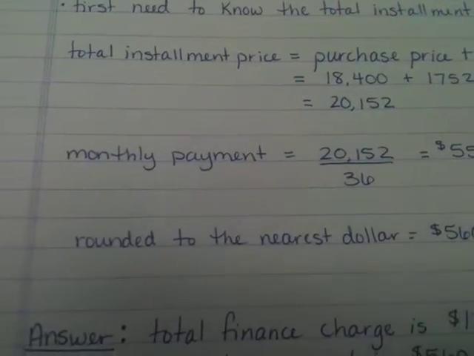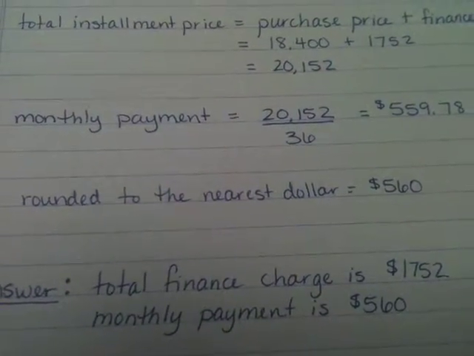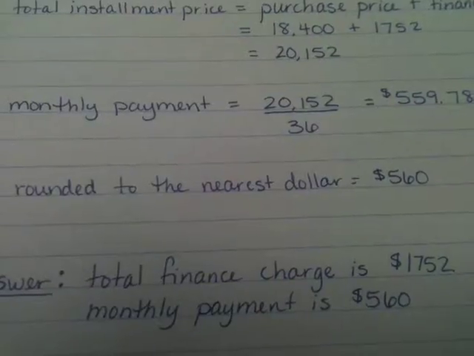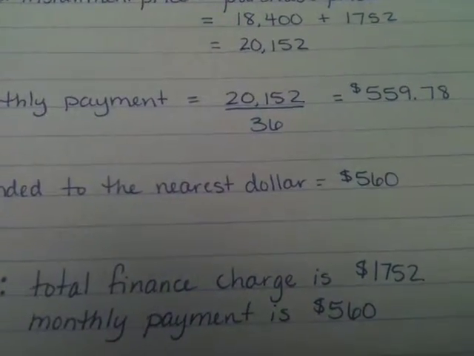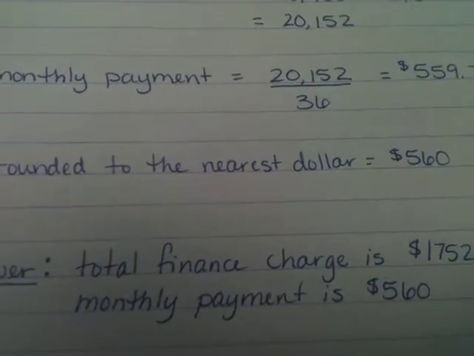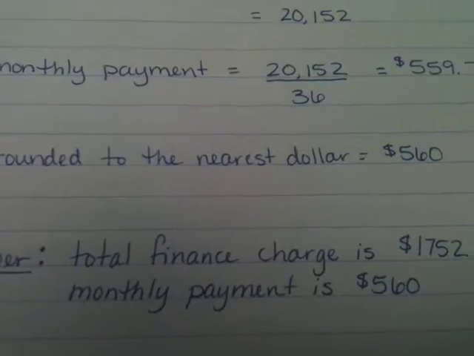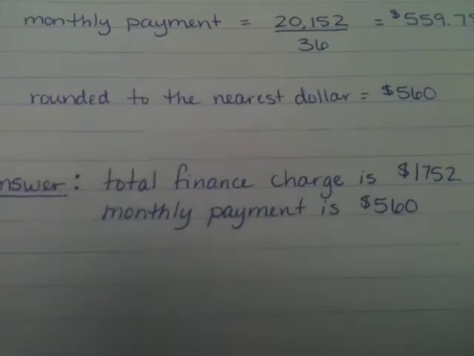$20,152. Their monthly payment will now take this total installment price and divide it among the 36 months. This will make their monthly payment be $559.78. But also remember that the problem states to round to the nearest dollar. This means that their monthly payment will be $560.